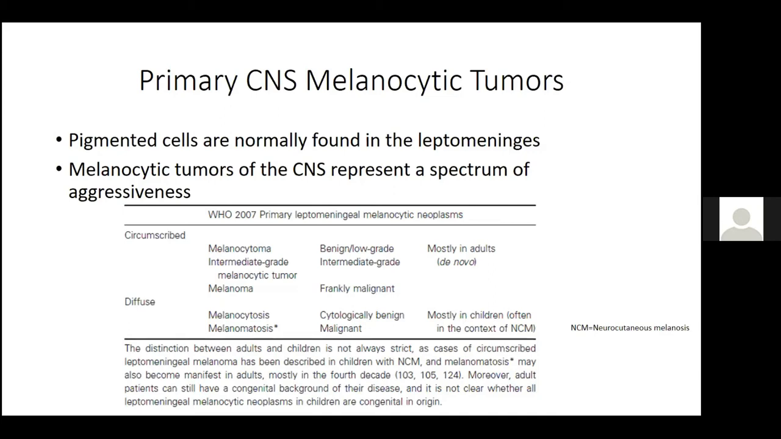And then melanomatosis is the malignant version of these diffuse processes. So the melanocytes become malignant, but they're not well contained, so they're diffuse. And these are most common in a genetic condition called neurocutaneous melanosis. So these kids have multiple nevi and melanoma on the skin, and they can also have it in the brain as well.